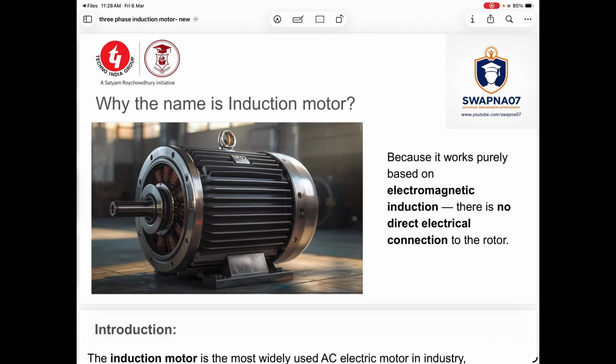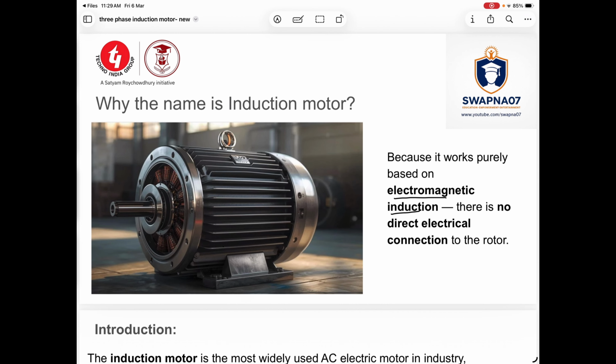Today we will discuss the working principle of the three-phase induction motor. Now the basic question is, why is the name induction motor? Because it works purely on electromagnetic induction. There is no direct connection to the rotor.